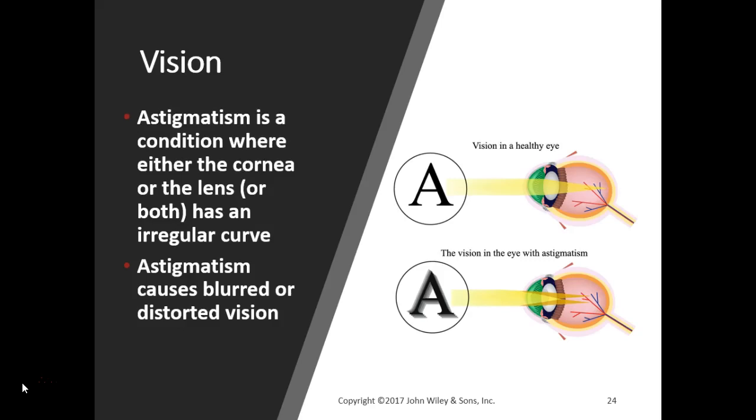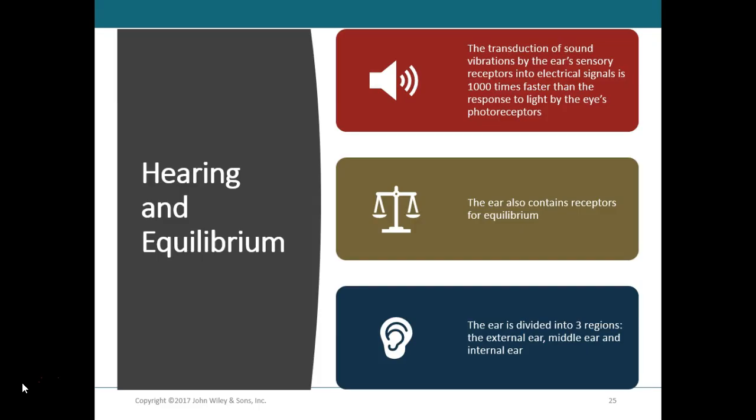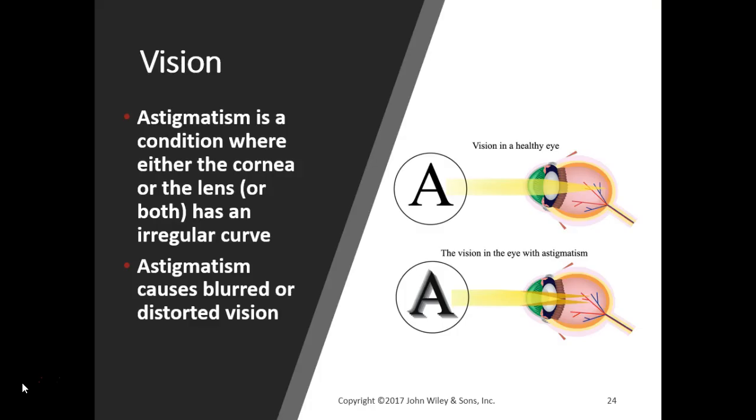Another disorder associated with the way that light is refracted is called astigmatism. This can be when either the cornea or the lens has an irregular curvature. As a result of this, parts of the image are out of focus, so vision is blurry or distorted. Now you'll do some tests to assess many of these in your lab course.